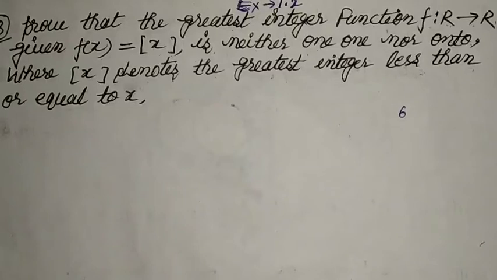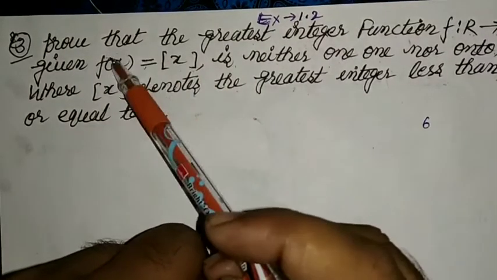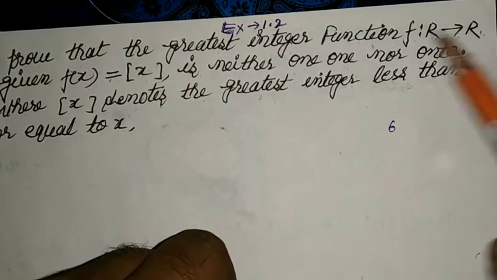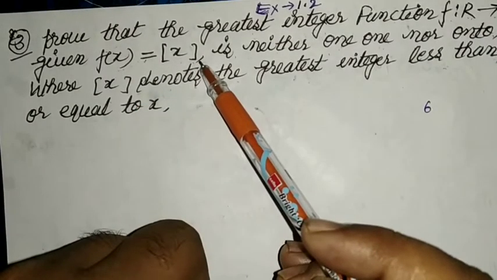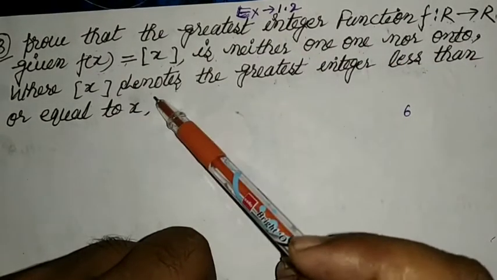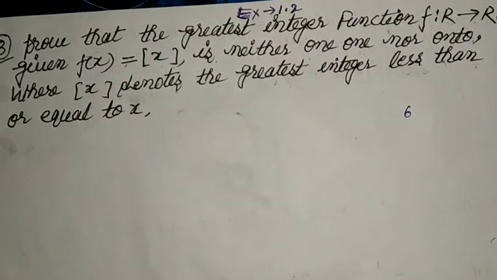Hi, this is question number 3 of exercise 1.2, Class 12 Mathematics, Chapter 1, Relations and Functions. Let's see the third question here. Prove that the greatest integer function f: R → R given by f(x) = [x] is neither one-one nor onto, where [x] denotes the greatest integer less than or equal to x. Before we go ahead, let's see the greatest integer function here.